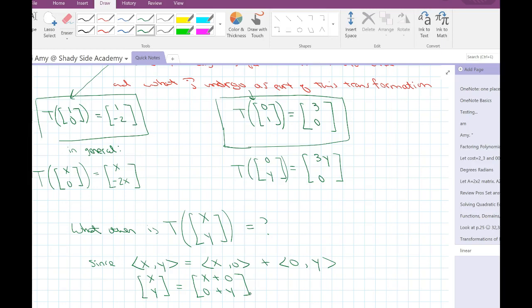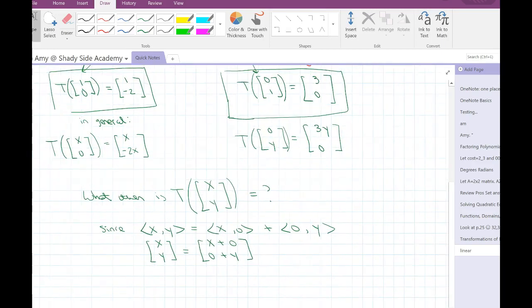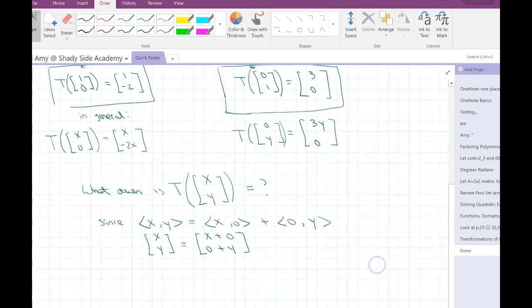Okay, never mind. So then the question here is, now what did I just leave off? Oh, yes. What then is the transformation that I could apply to any vector (x, y)? Since (x, y) is the result of (x, 0) plus (0, y), it would make sense then that the transformation, okay, let me write it down first.